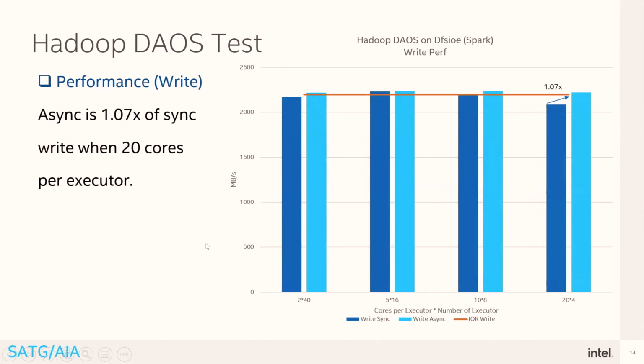And for the write, the asynchronous API performs slightly better than the synchronous API, especially when there are more cores per executor. So here, for example, we have a total of 80 cores, but we split it into different executors, and each executor has 2 cores. So in total we have 80 cores. So do the subsequent columns.